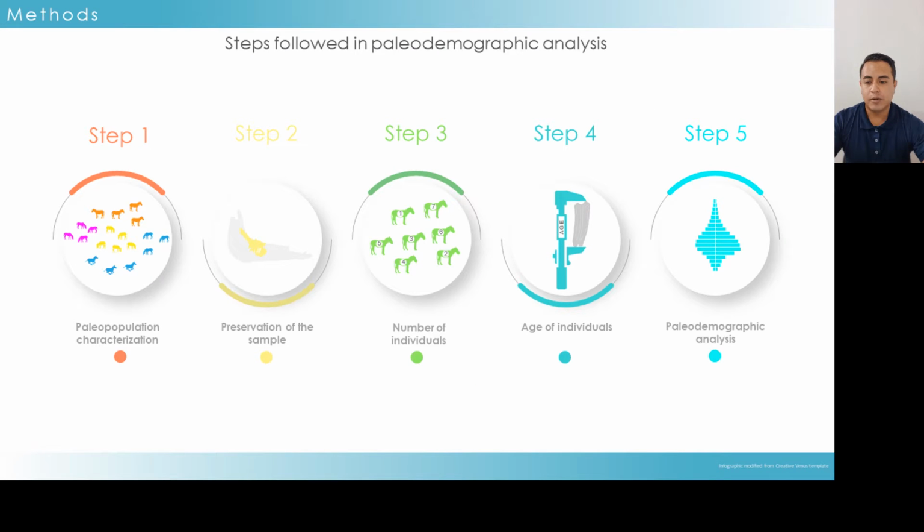In this work, we follow these 5 steps. 1. The fossil sample of Equus conversidens was characterized as a paleopopulation. 2. We evaluate the differential preservation of the sample. 3. We estimate the relative abundance of individuals. 4. We estimate the age of the individuals. And 5. We analyze the population dynamics of Equus conversidens.